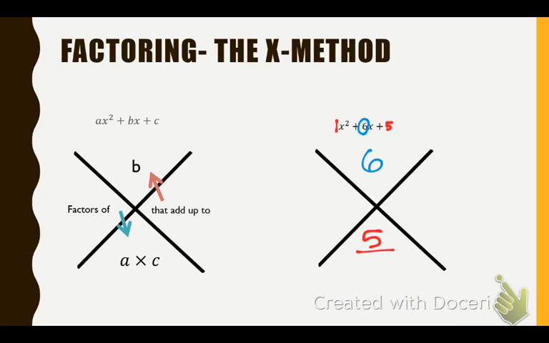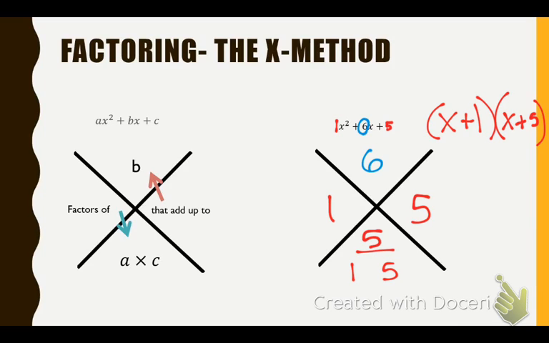They're going to be the same two. What are the only factors of 5? 1 and 5. So positive 1 times positive 5 is positive 5. Positive 1 plus 5 is 6. So here are our factors. Your answer will look like this: x plus 1, x plus 5. Good. How could you check this? You can FOIL. You should get the original answer. If you don't, then you're wrong, or maybe you're not good at FOILing.